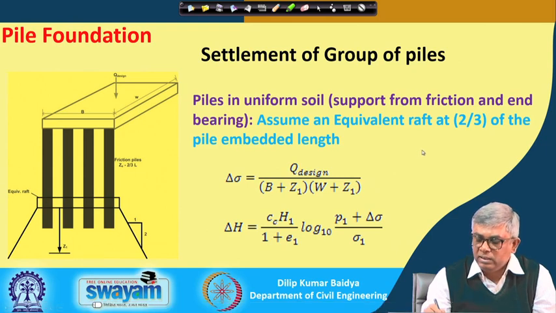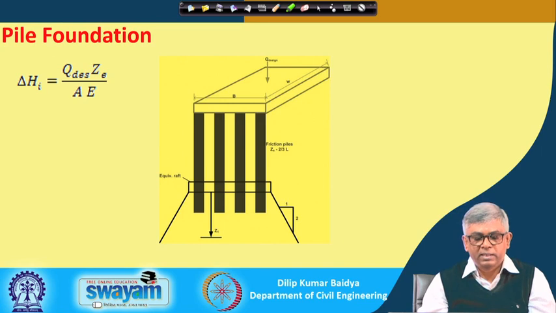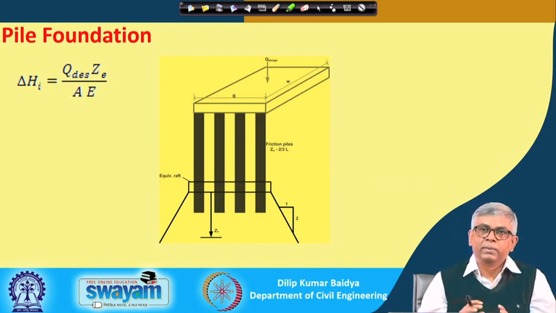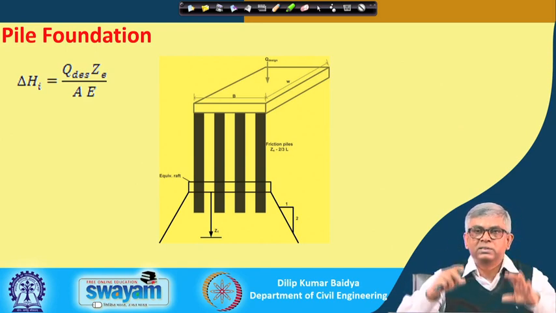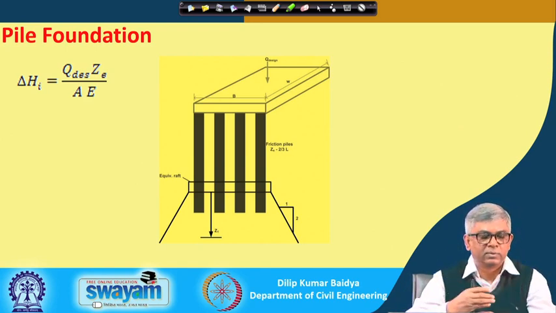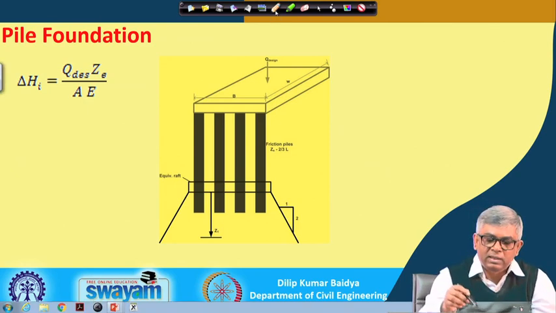Next, I will go to another case. As I have mentioned, even for a group there will be consolidation settlement if it is a compressible soil, and in addition there will be elastic settlement also for the group. Elastic settlement will happen because, throughout the length, since friction is there, there will be elastic settlement of the soil, but here we will consider since we have considered the raft here.